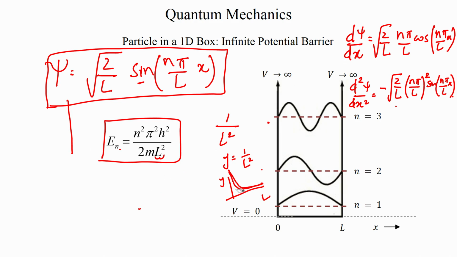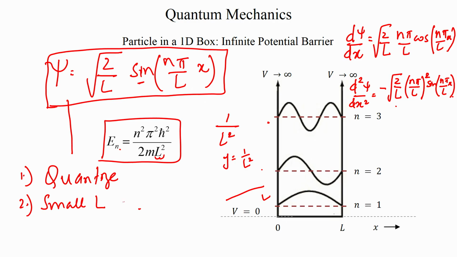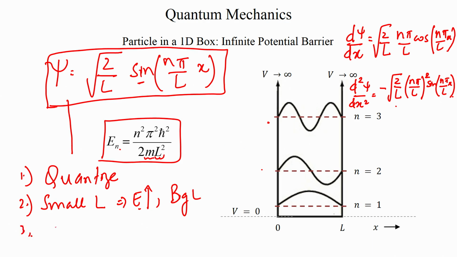Okay. So, the first point we noted was that energy is quantized. The second is that a small box implies large energy for the particle, and a large box implies small energy for the particle. So, the energy scales as 1 by L square. Now, let us also look at the mass. If the mass of the particle increases, then my energy decreases. Okay. So, these are all the absolute values of the energy.